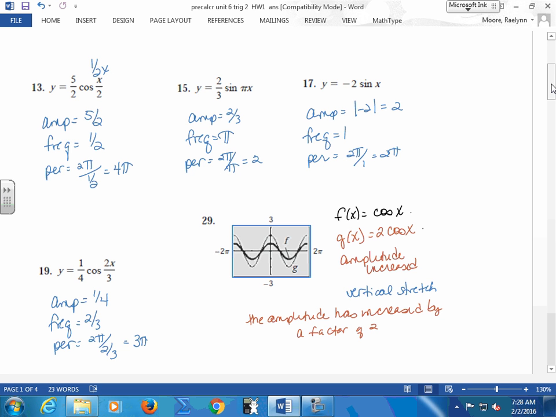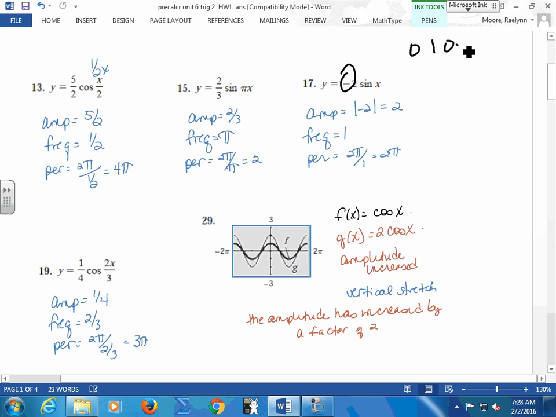Amplitude over here, be careful. Amplitude is always positive. This negative gives you a reflection. So when you start like this with your sine curve, multiply this by -2. And that's how your sine curve is going to go.